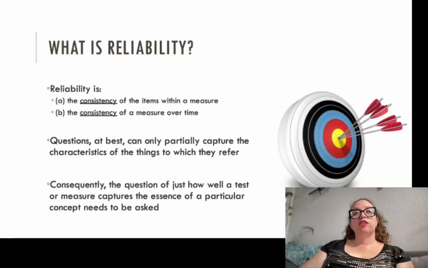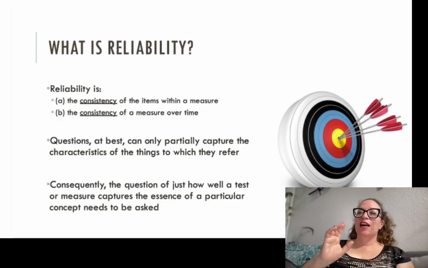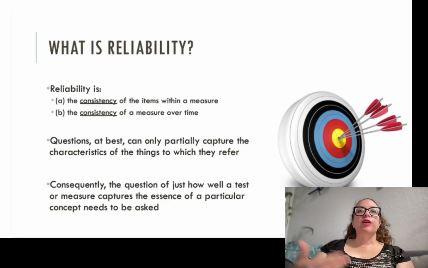So the idea here is with reliability or consistency, when measuring psychological phenomena, we have to understand that questions can at best only partially capture the characteristics of the things which they refer to. So that's a little bit vague, but think about taking a survey. If you ask somebody how happy are you on a scale of 1 to 10, that will get at some portion of how happy somebody is, but not entirely. That will only partially capture the characteristics that we're trying to measure.